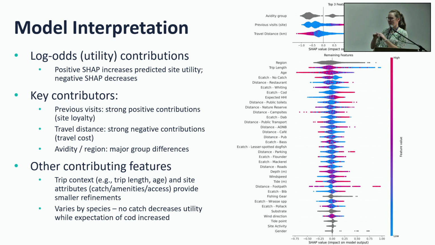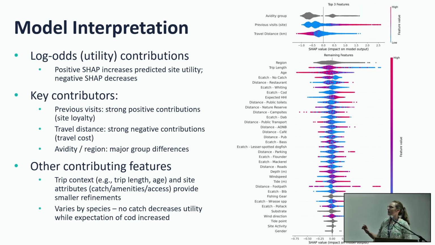Yeah, so this is all the features split as they go into the model, and then it gives you how each variable impacts the model, and then it's listed by the feature importance. So the ones more at the top had a bigger influence on the model than the ones down at the bottom. So the top three features overall were avidity, previous sites, and travel distance. And then it also gives you the direction in which it affects it. So the ones more on the right-hand side of the plot increased the model's likelihood of choosing that site.